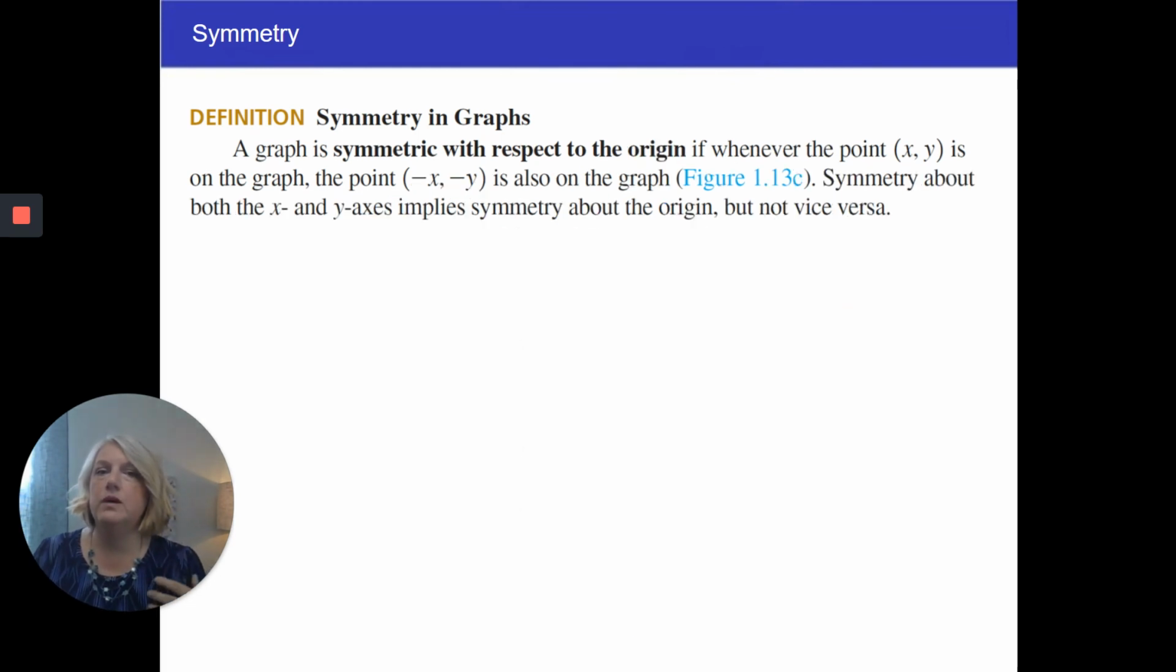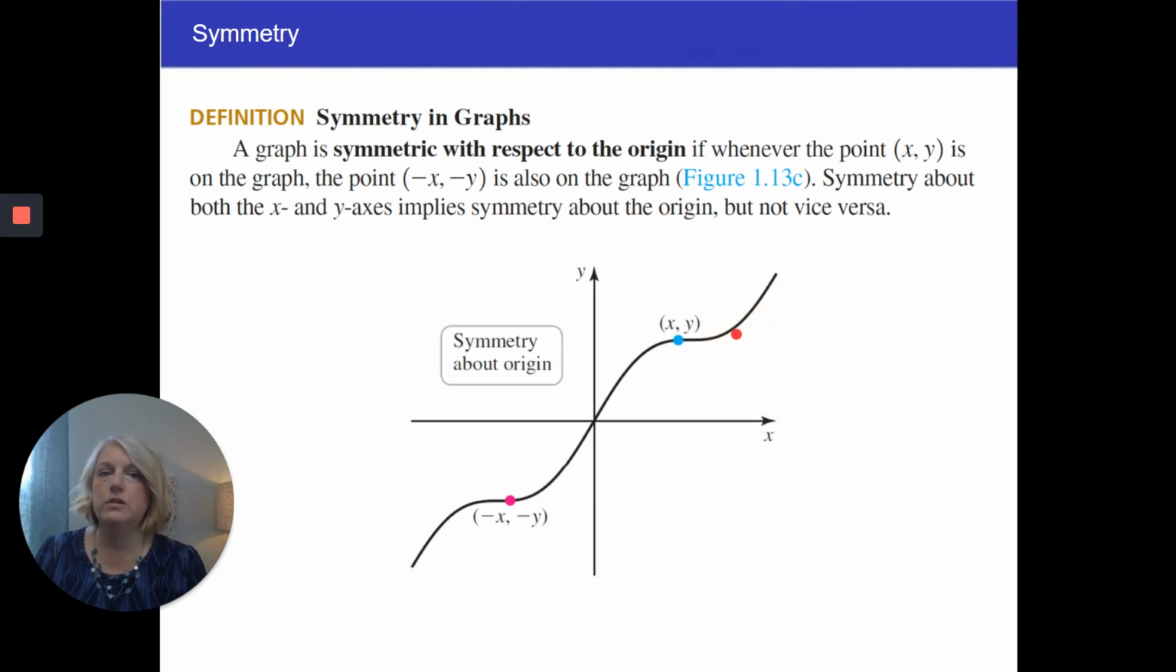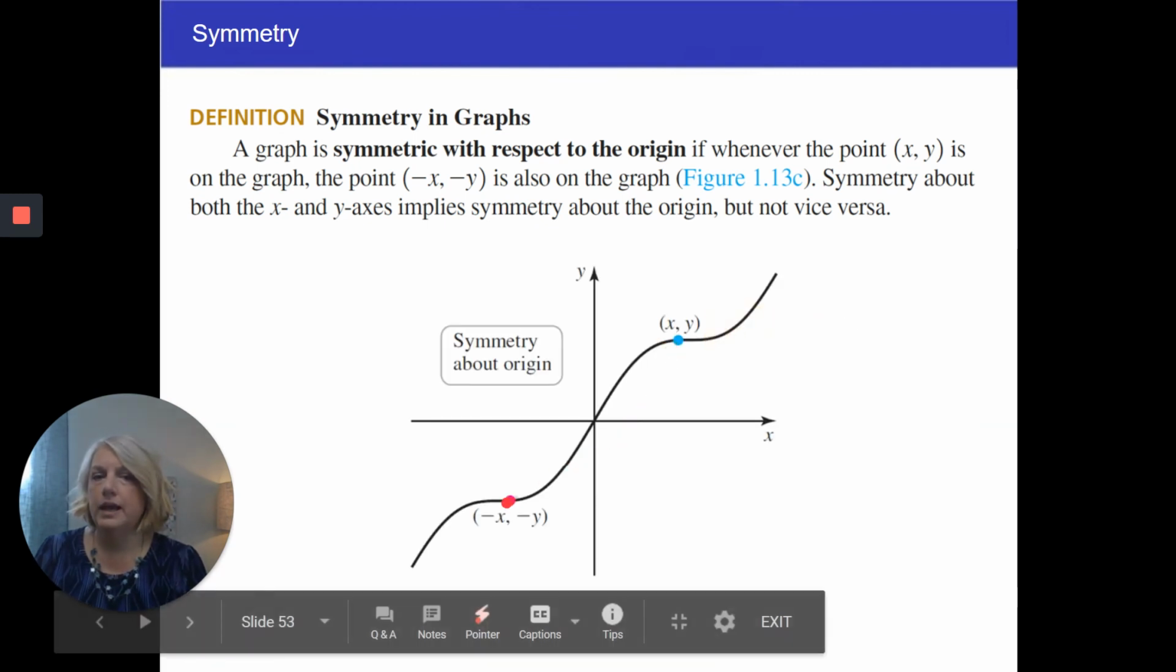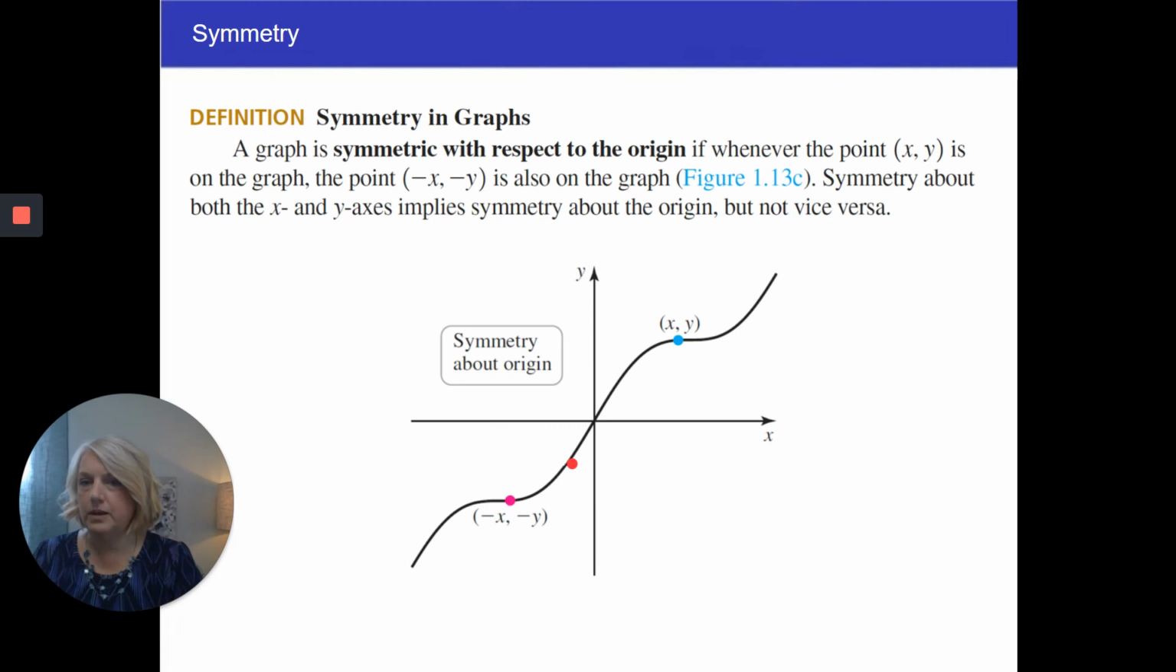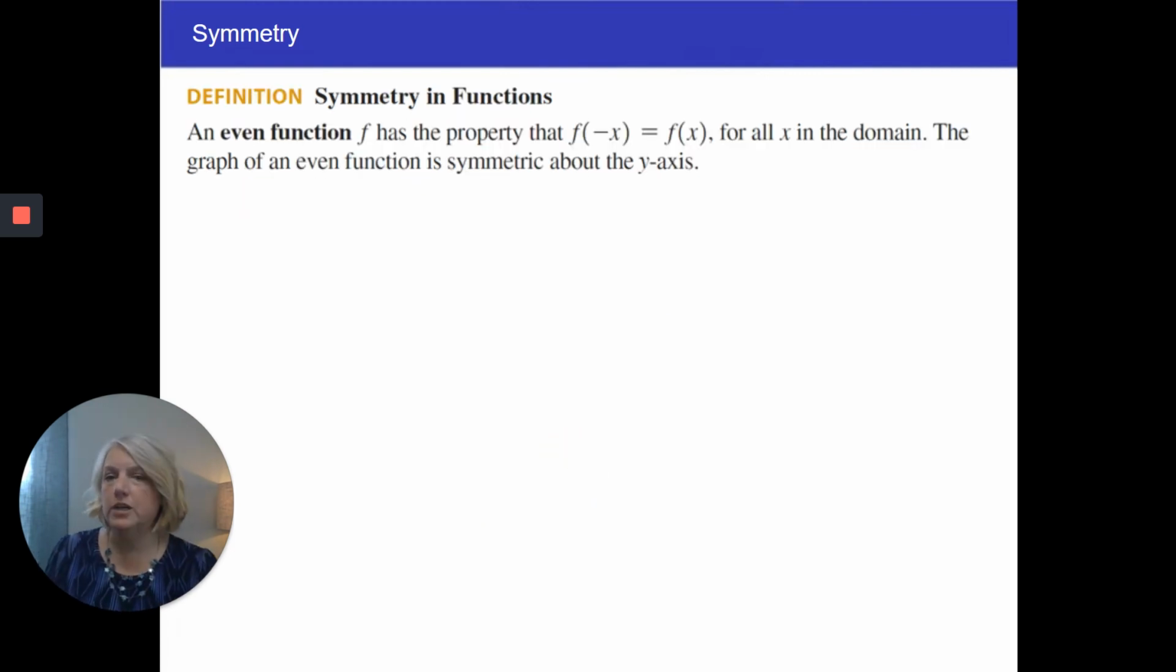Then we have symmetry over the origin. Symmetry over the origin is where you're looking at a point (x, y) and your point (negative x, negative y) down here at the bottom. No matter what point I pick, there should be a matching point that has the opposite inputs and outputs. When we look at functions in general, the only two that apply are symmetry over the y-axis and symmetry over the origin.